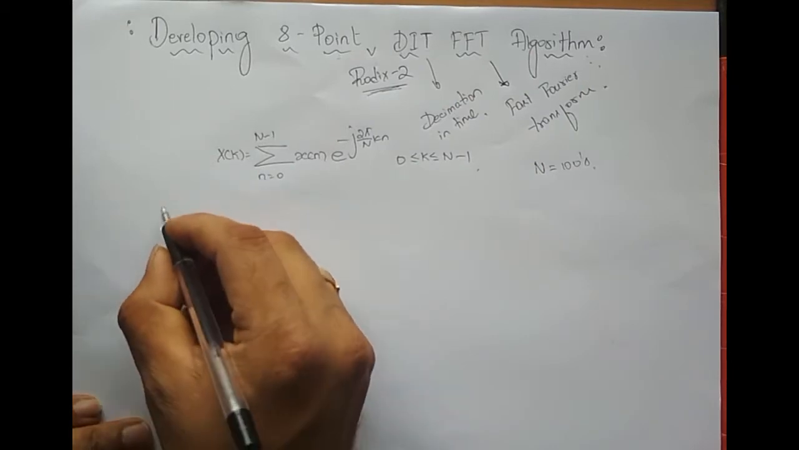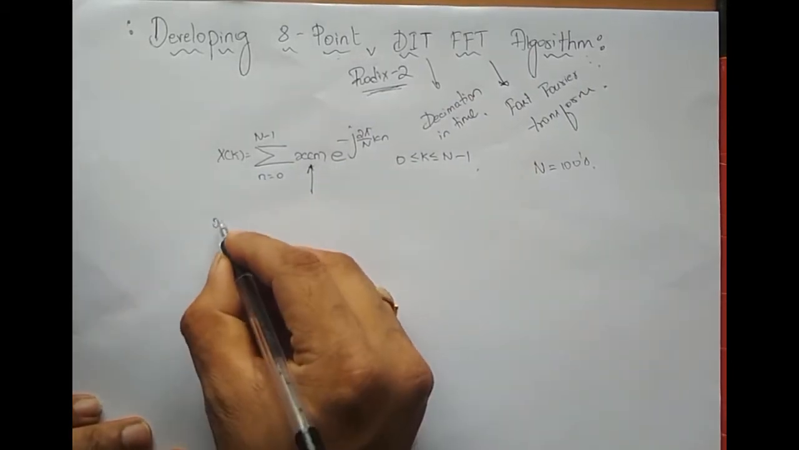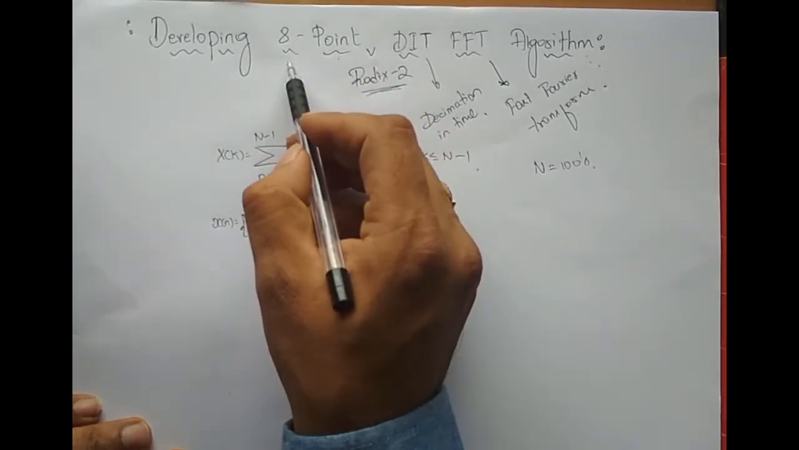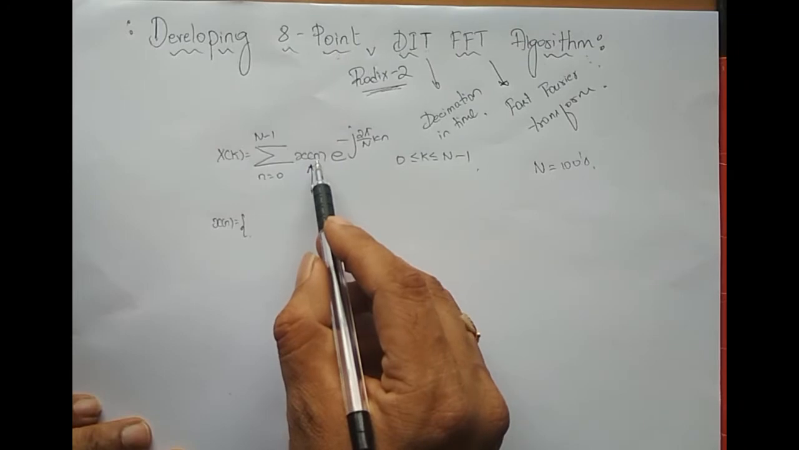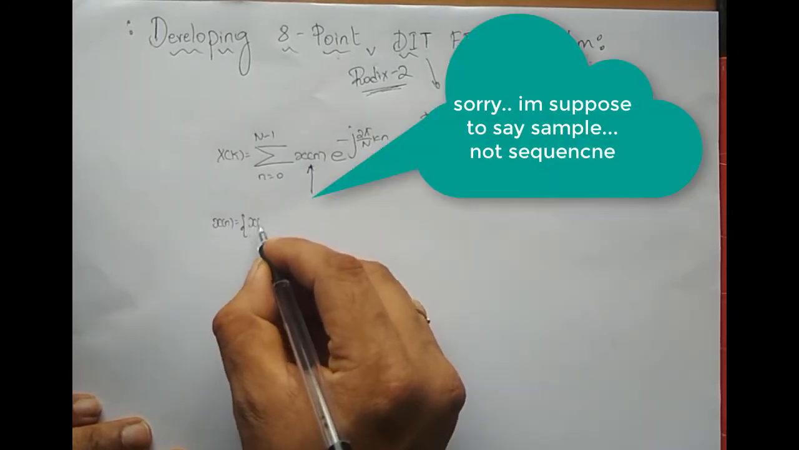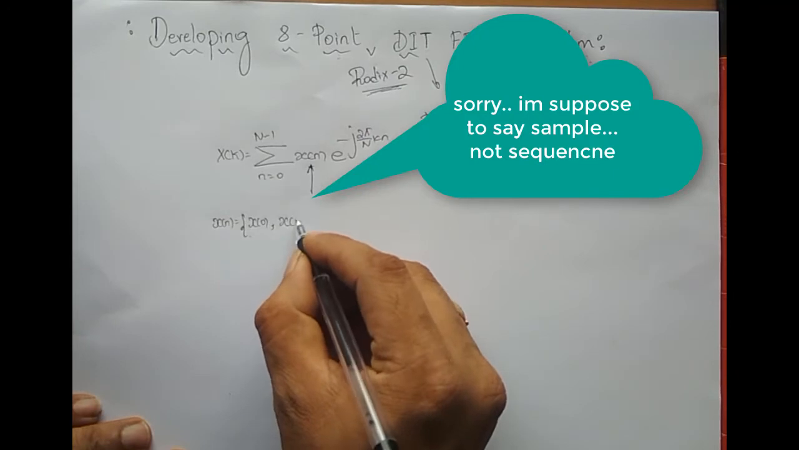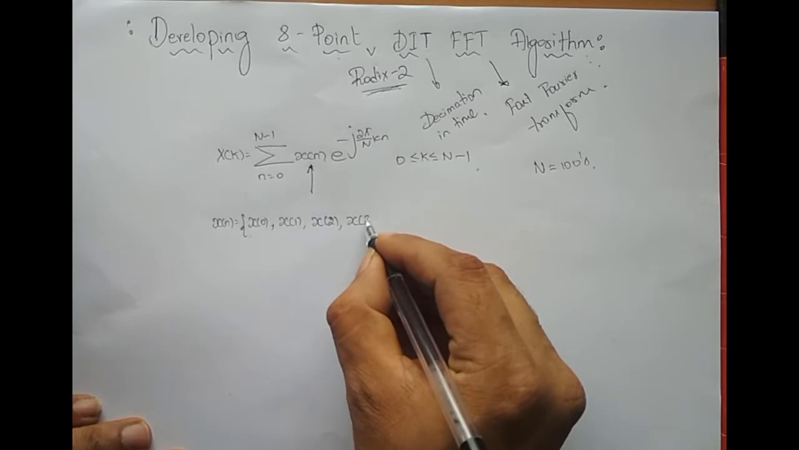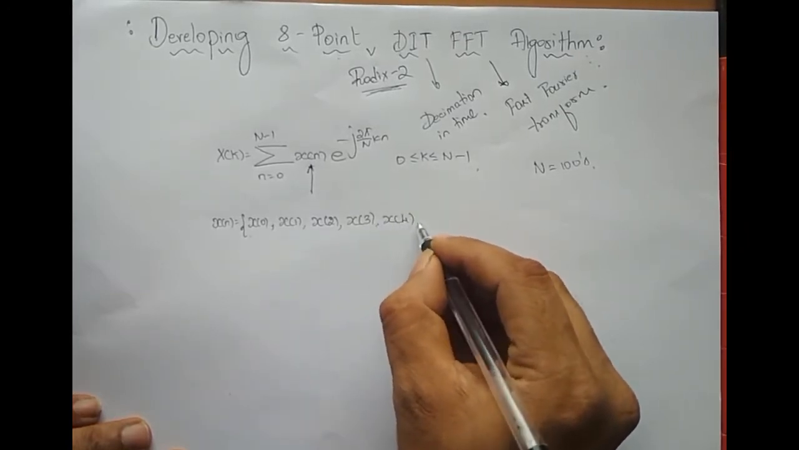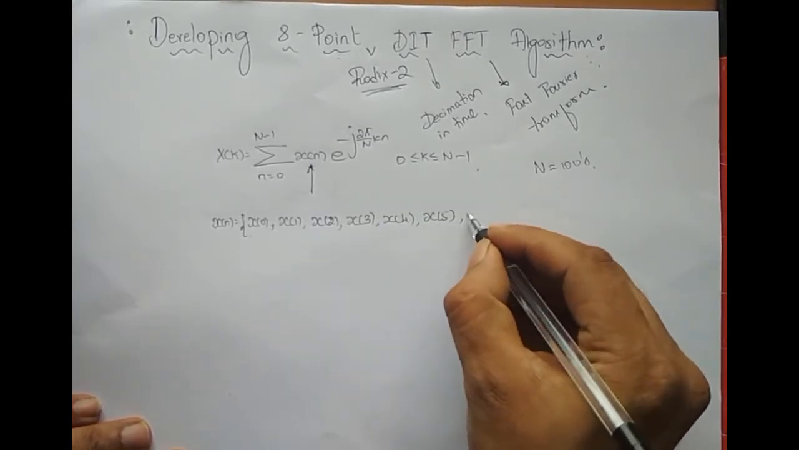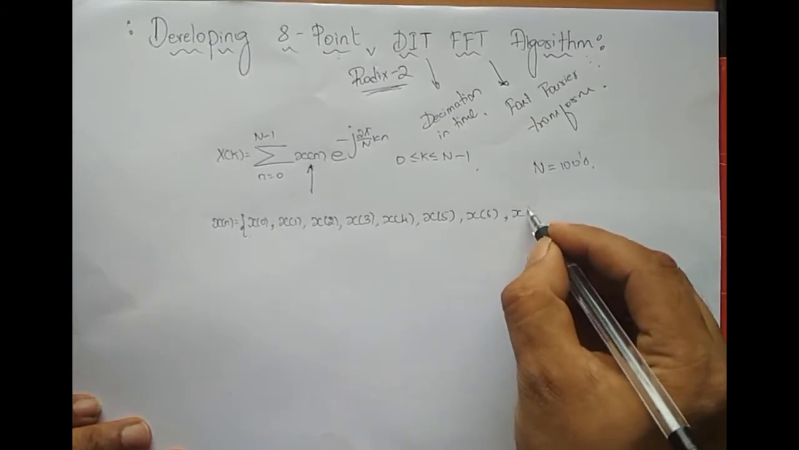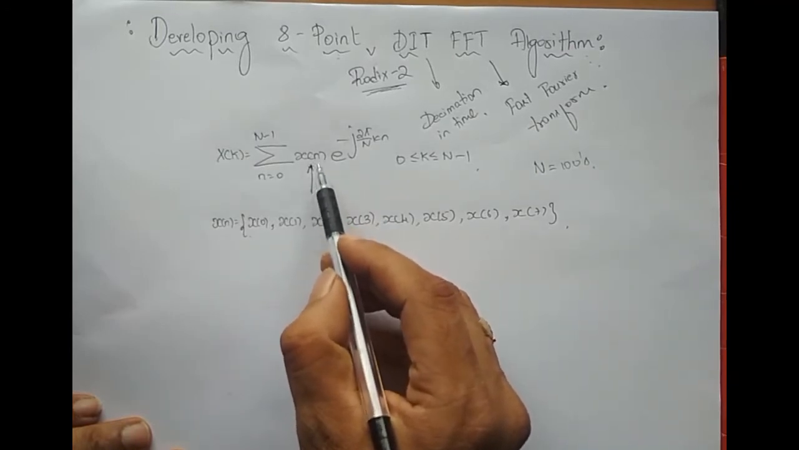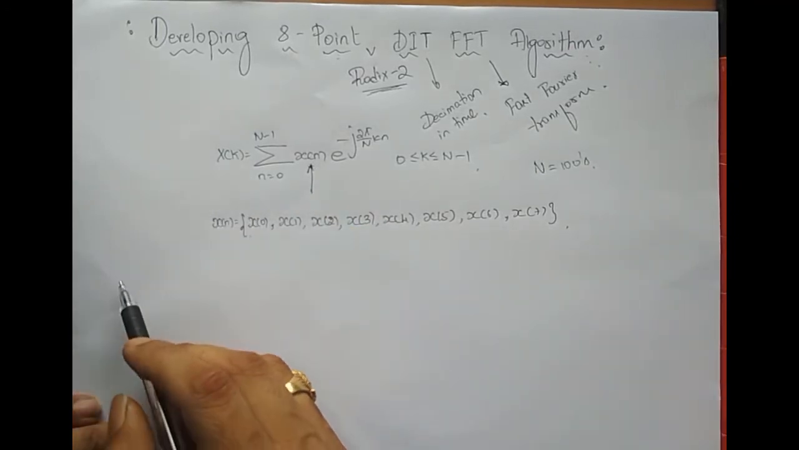We shall consider an input sequence, this x of n. What is the length of this x of n? Since I am developing the 8-point DIT FFT algorithm, the length of the input sequence is 8, right? So the first sample is x of 0, second is x of 1, third is x of 2, x of 3, x of 4, x of 5, x of 6, x of 7. So this is the input we are feeding to the equation, right? And what is the output from the equation? It is X of k.